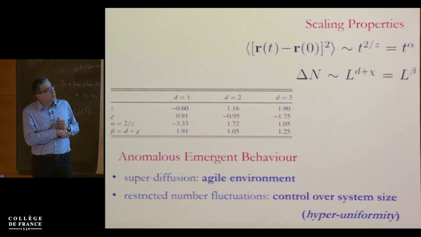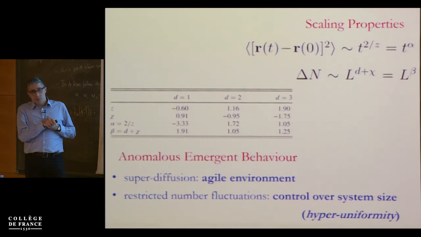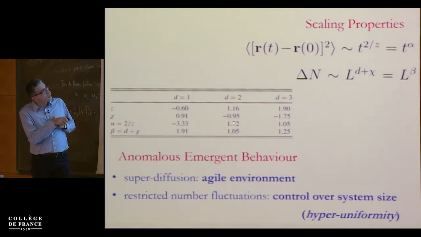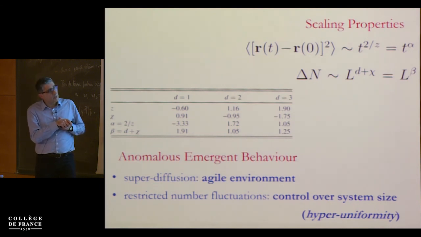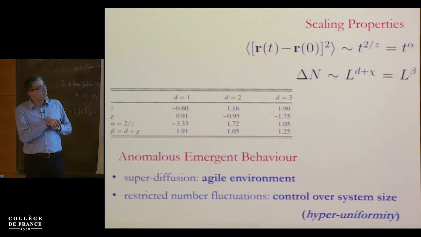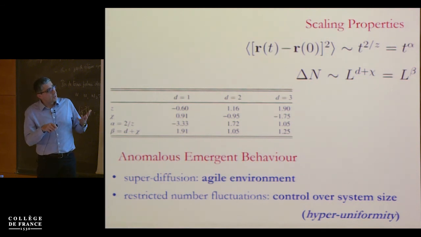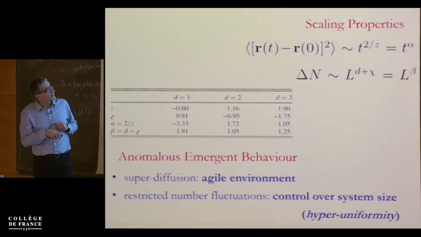If you look at the exponents for the mean square displacement, you can find an exponent for the degree of diffusion or degree of superdiffusivity. That's called alpha. And you can see that alpha is, for example, 1.72 in 2 dimensions, or just above 1 in 3 dimensions. That basically shows that the motion is super diffusive. So it's regulated and stable, but also things move around very efficiently.